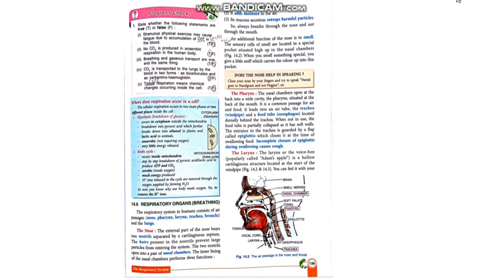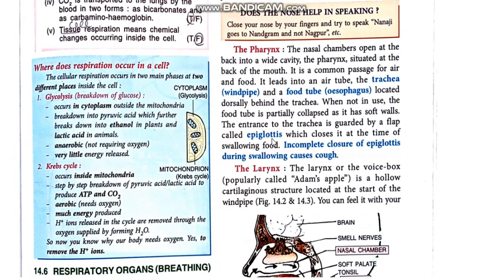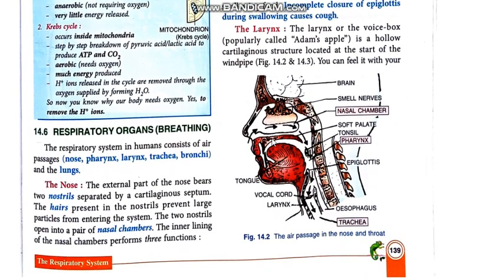Today we have to continue our chapter, the respiratory system. So it's part 2 and we are doing class 9th ICSE biology. So I hope you are very much fine. So let's start with the respiratory organs.